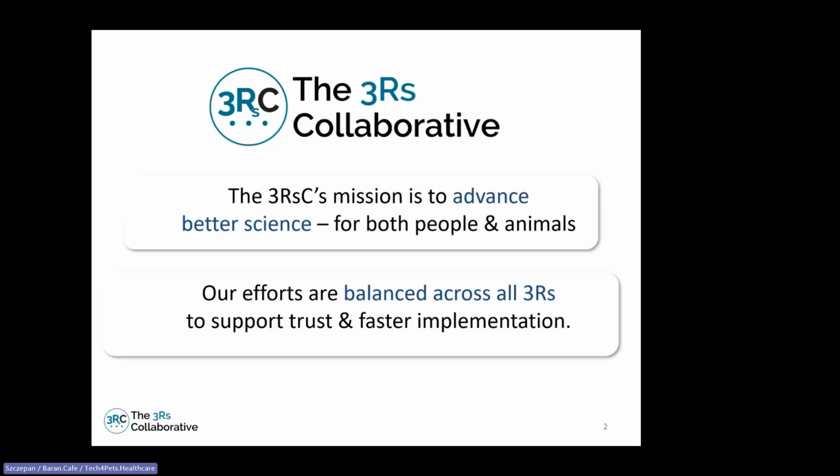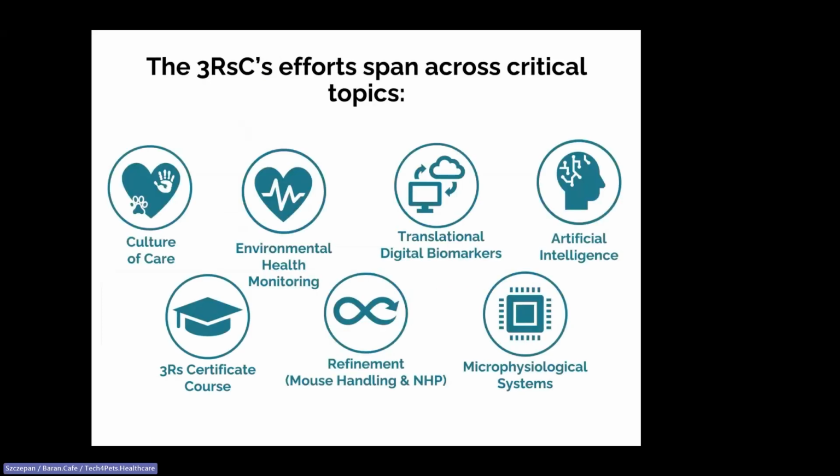So before we jump into that, if you're not familiar with the 3 Rs Collaborative, which I would hope everybody at this point is, our mission is to advance better science for both people and animals. And our efforts are really balanced across the 3 Rs. So there are some organizations that focus on, for example, replacement, but for us, we're looking at all of the 3 Rs, so refinement, reduction, and replacement.